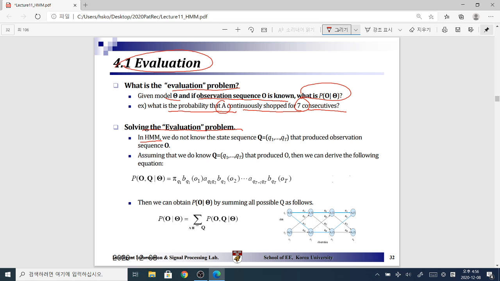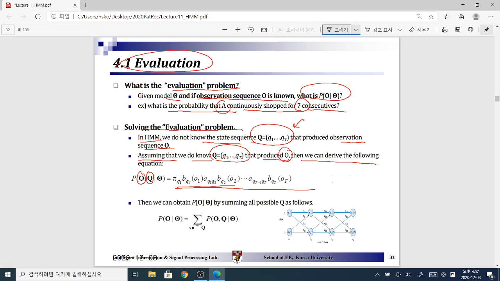In HMM, we don't know the state sequence. All we know is just the observation sequence. If we did know the state sequence that has produced the observation sequence at the same time, then the problem would be much easier. However, we don't have that information. But assuming that we do know the state sequence that produced the observation sequence, then we can derive the following equation, right? So in other words, O is the observation sequence, and Q would be the corresponding state sequence.